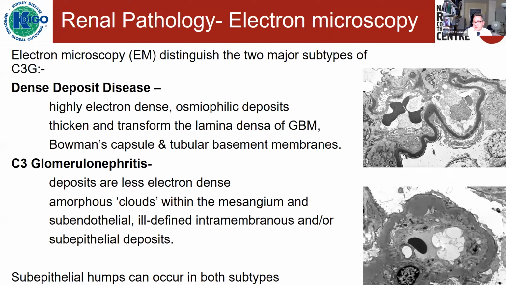Electron microscopy is necessary to distinguish the 2 major subtypes, dense deposit disease and C3 glomerulonephritis. In dense deposit disease, you have highly electron dense deposits that thicken and transform the lamina densa of the glomerular basement membrane, while in C3 glomerulonephritis, the deposits tend to be less dense and more amorphous and ill-defined.